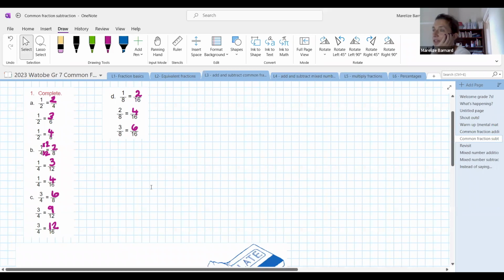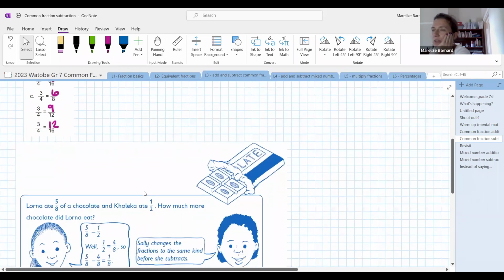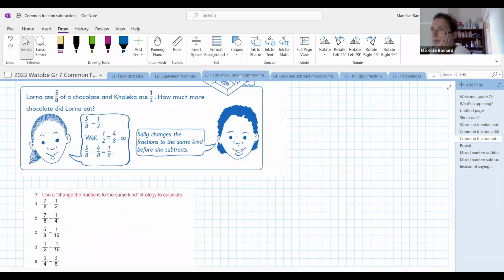Right, I'm not going to give it away. I'm going to leave it there for you to think about and ponder. And we're going to go on to doing some subtraction of fractions. So here we go again.